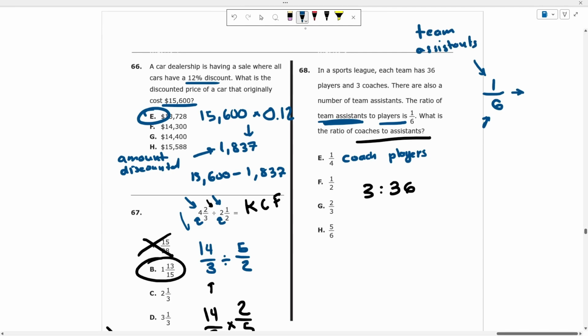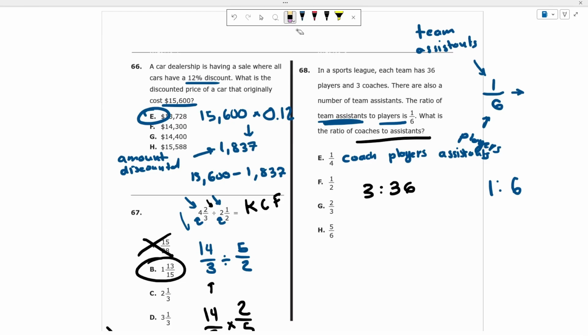And this 6 is actually going to represent players. So the numerator represents whatever word was said first when describing the ratio, and the denominator is going to represent the number or the word that was said last. So this means that there's 1 assistant for every 6 players. Okay, so I'm just going to add another column here, assistants.